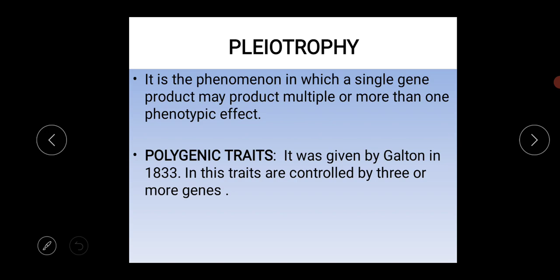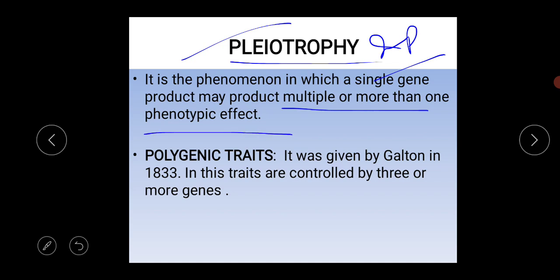And the last topic for today is pleiotropy and polygenic traits. These are other terms, and this is important for your 1 to 2 marks questions. Pleiotropy is the phenomenon in which a single gene product may produce multiple, or more than one, phenotypic effect. What is the meaning of this? When a single gene product produces more than one phenotypic effect, not genotypic effect. The main point is that this is the phenotypic effect.